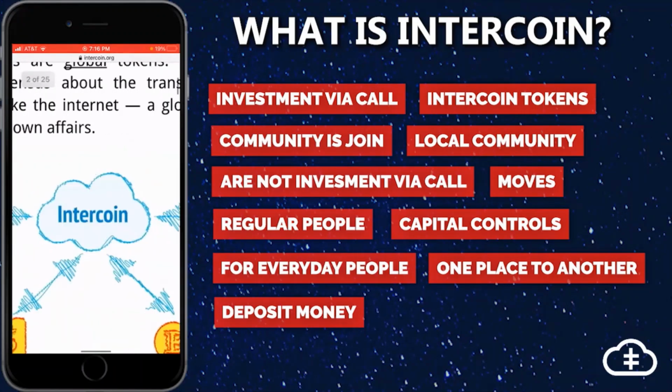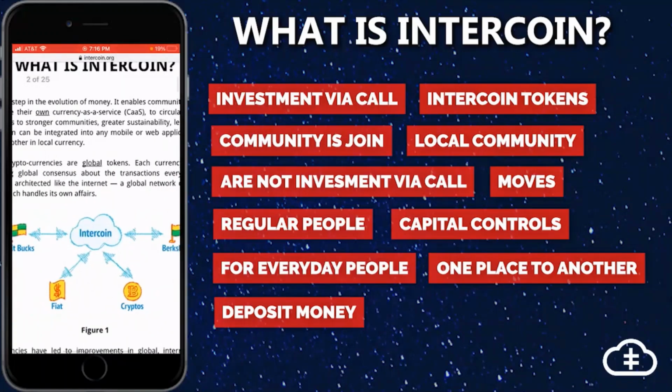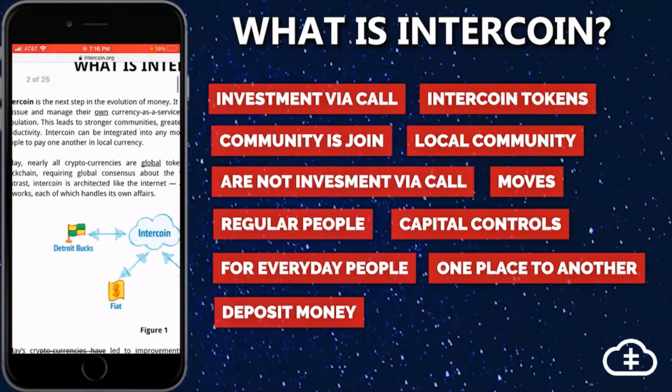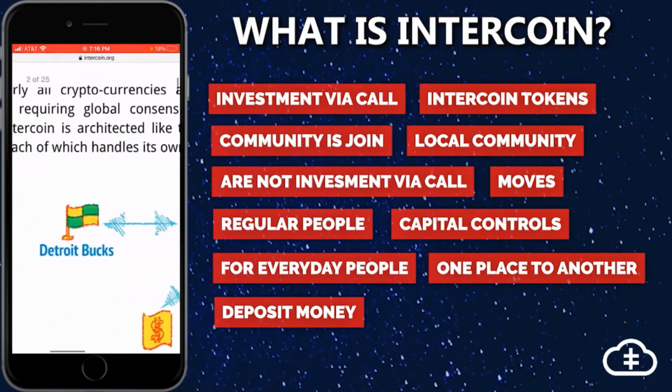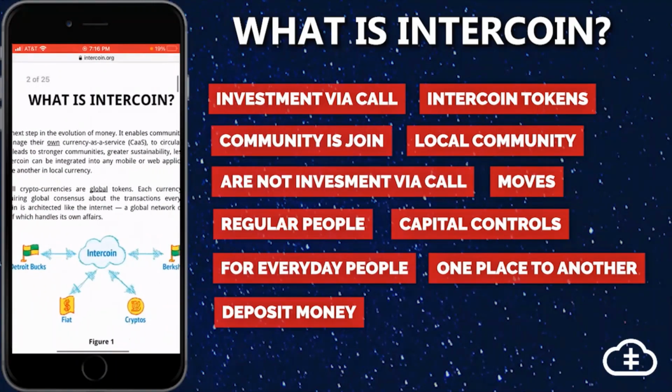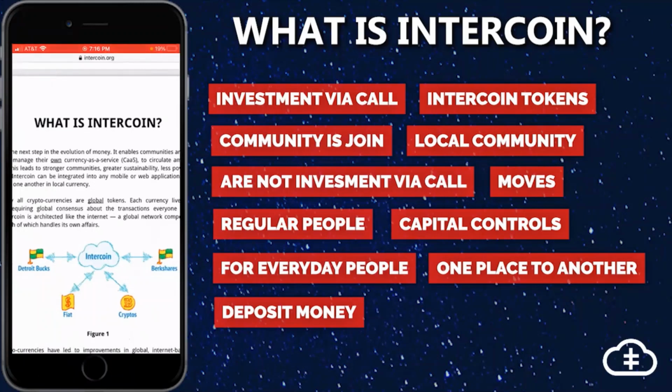On the other hand, Intercoin is designed for settlement between communities. So if a lot of people go from Detroit to the Berkshires and pay there, and at the same time, half as many people go from Berkshires to Detroit, right? Then at the end of the day, once in a while, the Intercoin network is used to settle up the differences that the Berkshires network has with the Detroit Bucks network. So Intercoin is essentially the internet of coins.